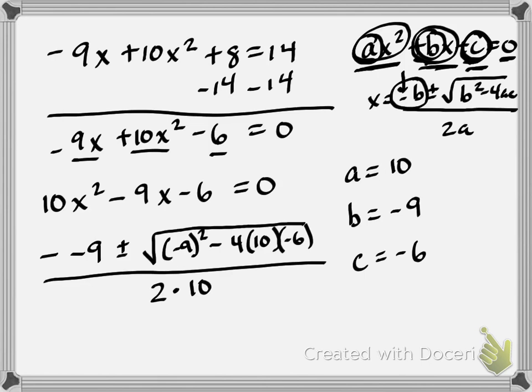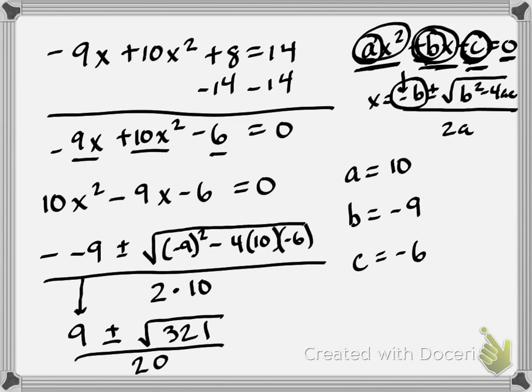All right, so let's do some calculations here. All right, so down here we have some calculations that we've done. This minus negative 9 is going to turn into a positive 9. If you plug all of this without the square root in your calculator, you should get 321. And then we have 2 times 10, which is 20.